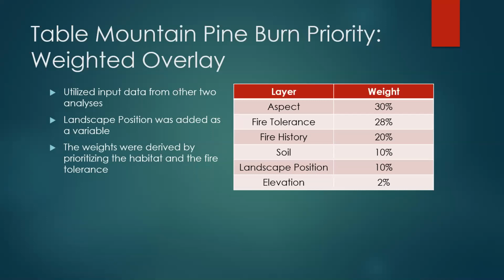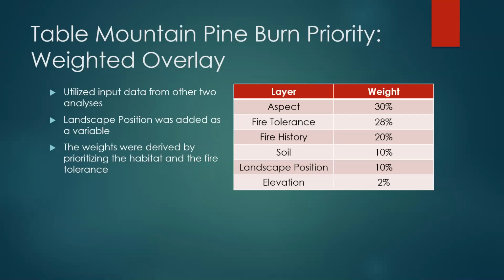Unlike the previous two analyses, a landscape position layer was included in this analysis. It was derived by using a tool from the University of California, Davis called the LMU Toolbox, which classifies landscapes into 6 different slope categories. It was used in this analysis as a way to give some priority to ridgetop areas.